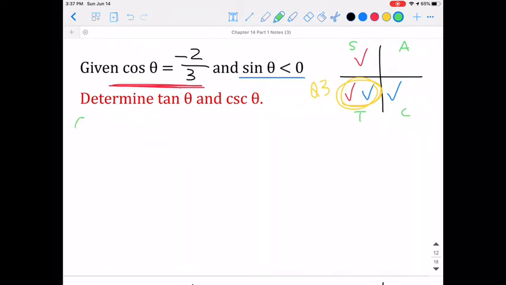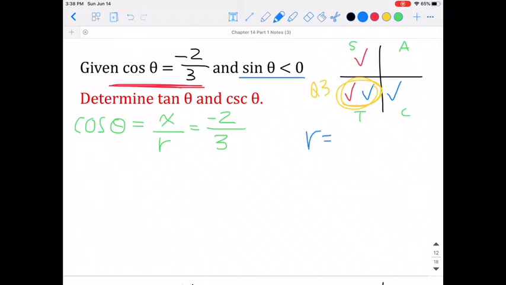Now we're told that cosine of theta is equal to negative 2 over 3, and we know that cosine of theta is represented as x over r. Again, we know that our radius can never be negative, so in this case our x value is going to be negative and our r value is 3. So in this case we know r is equal to 3, we know that our x value is negative 2, now we have to figure out our y value. And because we are in our third quadrant, we know that our y value is also going to be negative.